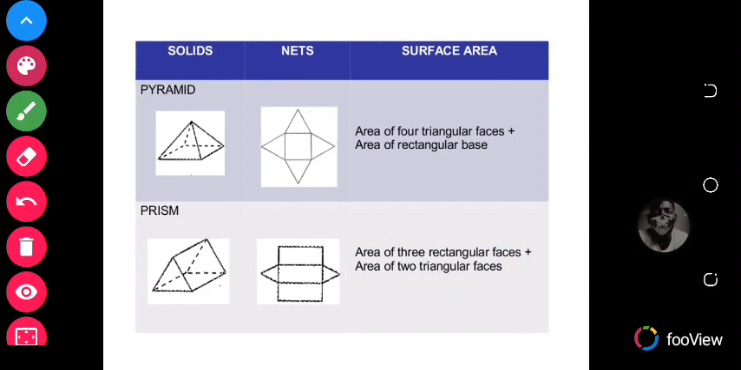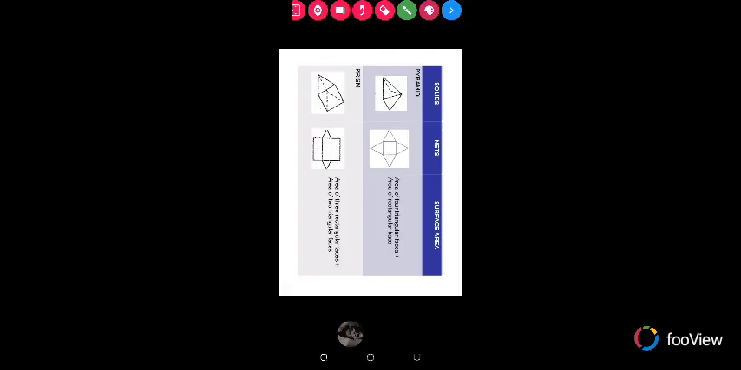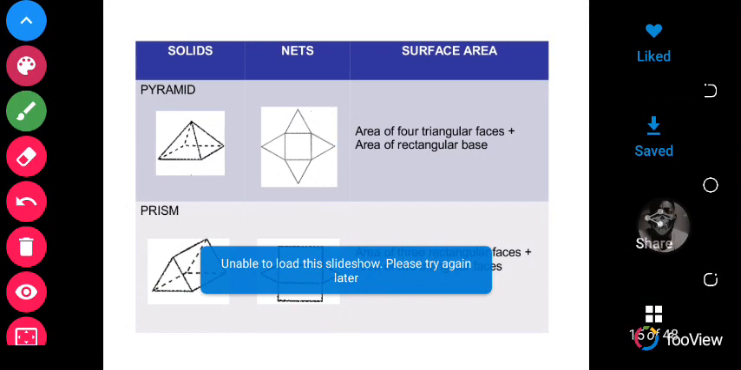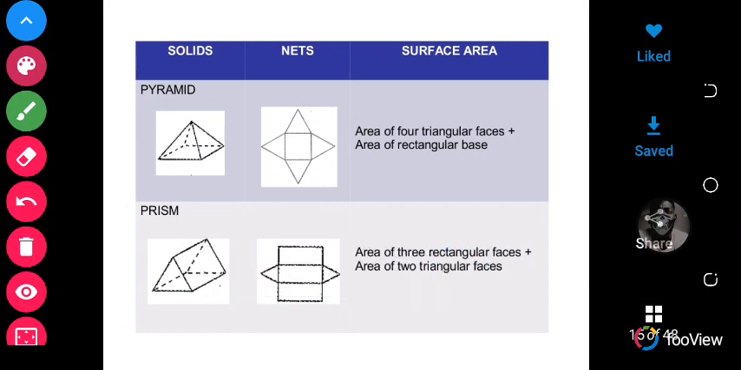So for instance, you can check the length of this side, this side, and all the sides. Once the length can be checked, it means that the area can also be calculated. So, the area of four triangular faces plus the area of the rectangular base.